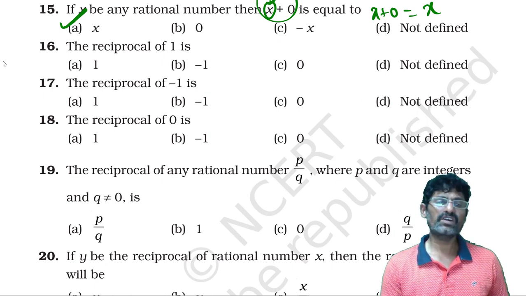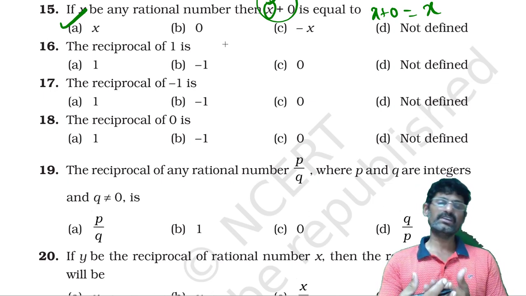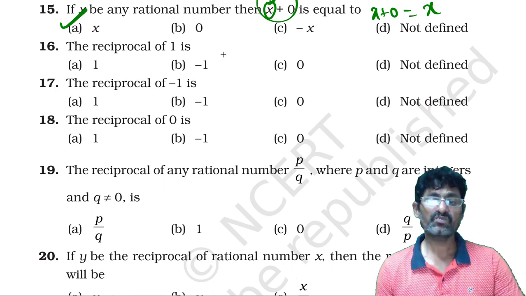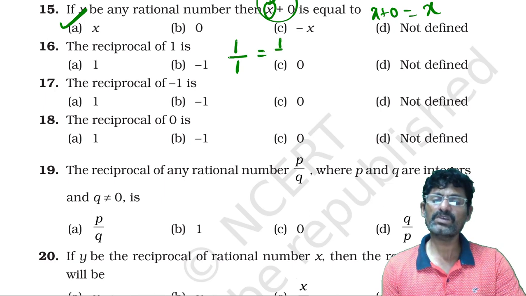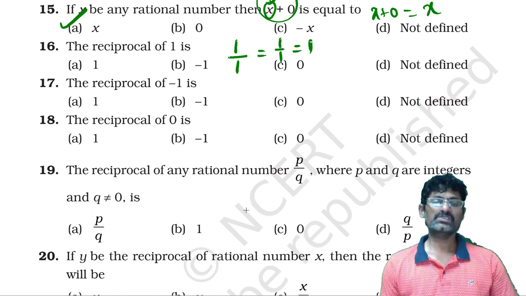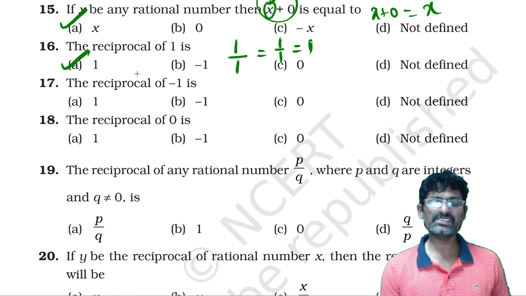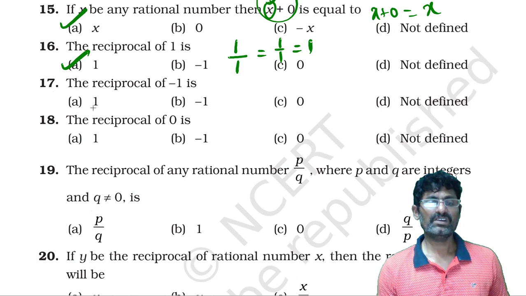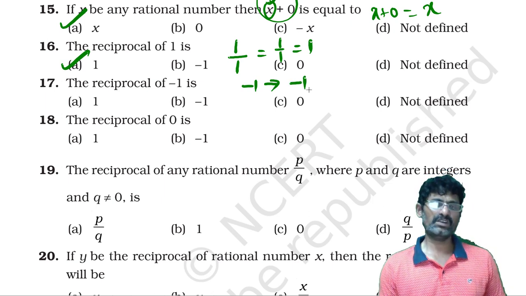The reciprocal of 1 is. Reciprocal means we need to switch the numerator into the denominator and the denominator into the numerator. So for 1, we can write this as 1 by 1. The reciprocal is also 1 by 1, and that is equal to 1. So the reciprocal of 1 is again 1. So option A is correct. Now the 17th one. The reciprocal of negative 1 is also equal to negative 1. So option B is correct.